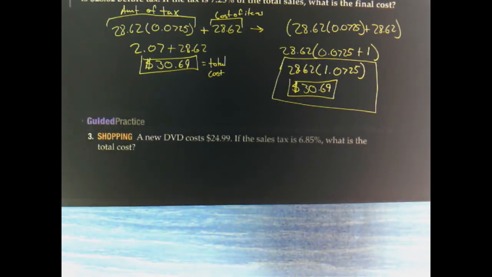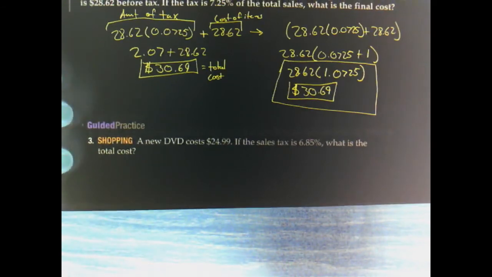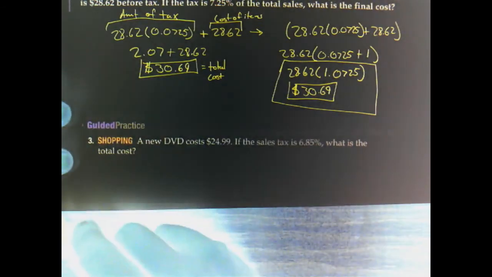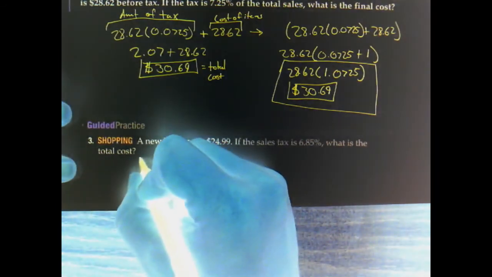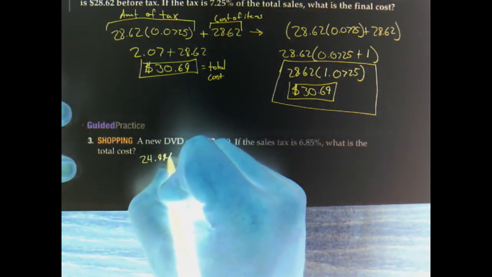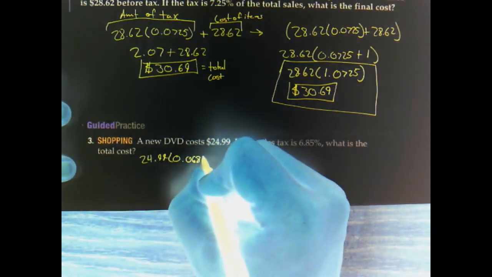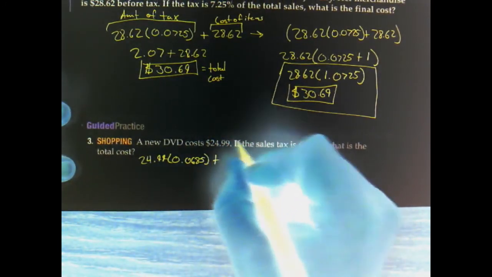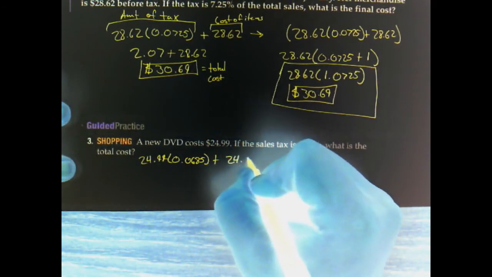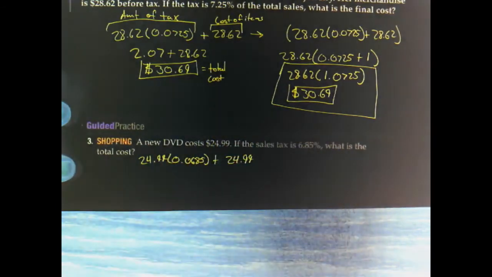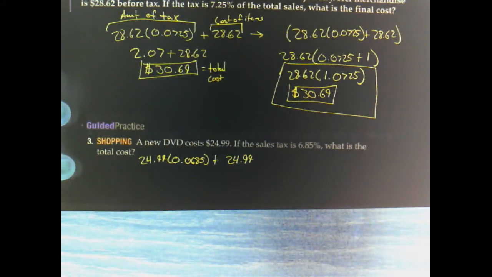So we should be back from our break, and you should have tried number 3. Let's go through it. A new DVD costs $24.99. The sales tax is 6.85%. What is the total cost? So here we take the amount of tax, which is 24.99 times 0.0685, and we add that to our original amount, 24.99. Okay, and that will give us our total cost.